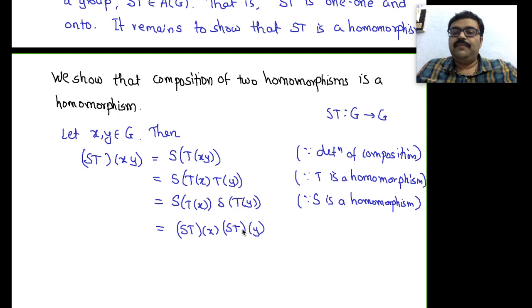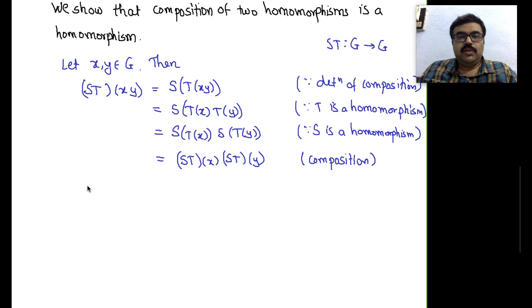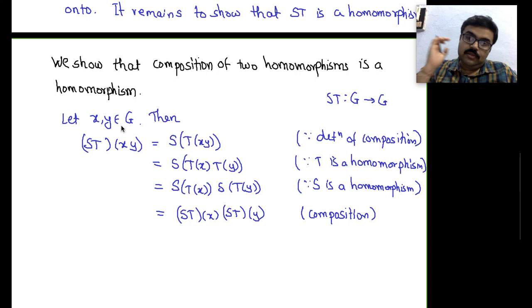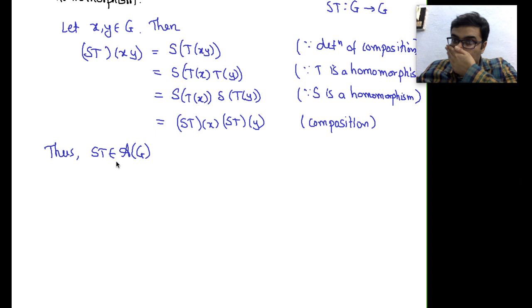Again, this is just the definition of composition. So we have shown that ST is a homomorphism, and ST is already one-one and onto, so ST belongs to Aut G. So ST is an automorphism, and Aut G is closed under composition. S and T we started with, and ST is in Aut G. Now we show that every element has an inverse in Aut G.